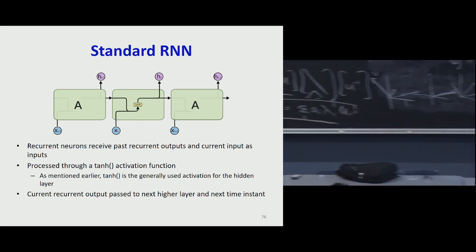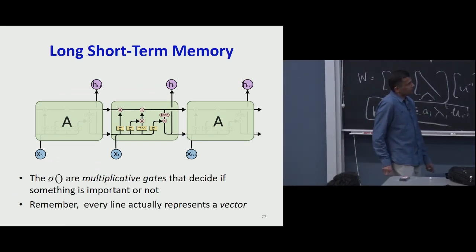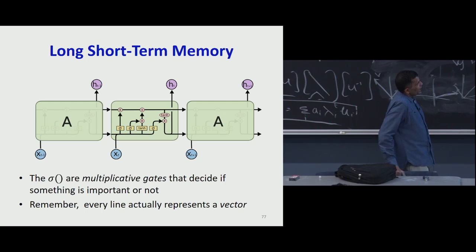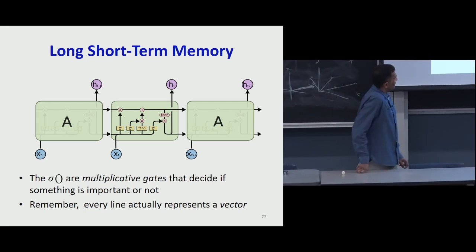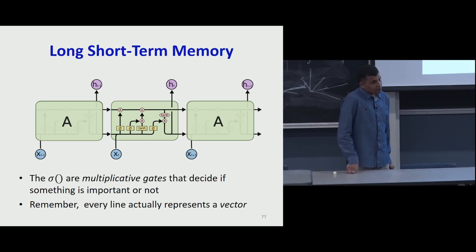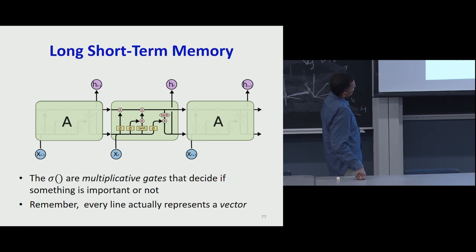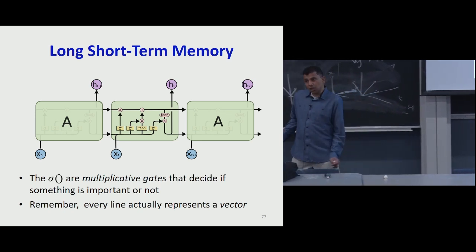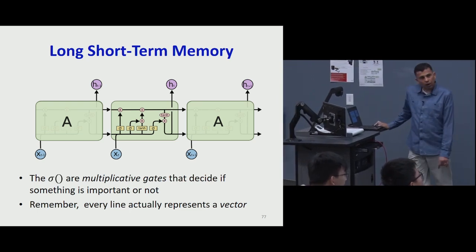The long short-term memory sort of ups the ante and makes things somewhat more complex. Here's what it looks like. You have a bunch of multiplicative gates that decide if something is important or not. And every line, by the way, represents a vector. You have things going into the page. And the structure looks complex, but when you actually begin analyzing it, it's very straightforward.